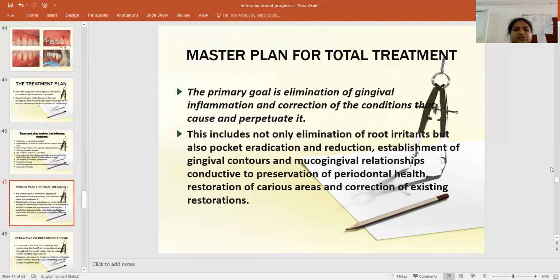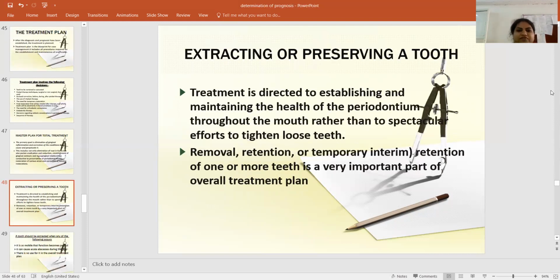Because the re-establishment of the proper gingival contours and mucogingival relationship is also critical to preserve periodontal health, and you have to recorrect the existing restorations and existing carious teeth also. Now, when to perform extraction and when to perform preservation. Treatment is directed to establishing and maintaining the health of the periodontium throughout the mouth, rather than to spectacular efforts to tighten the loose tooth. So removal or temporary interim retention of one or more teeth is a very important part of the overall treatment plan.